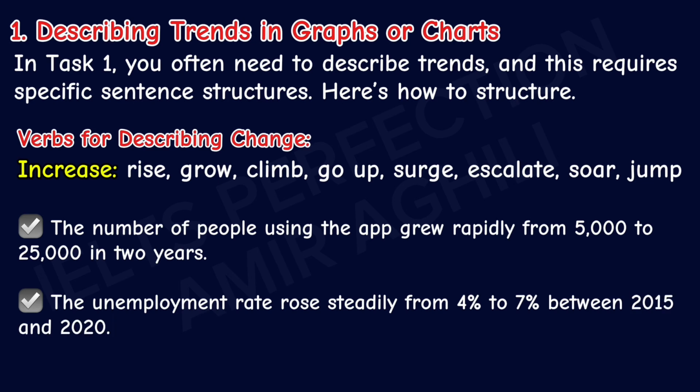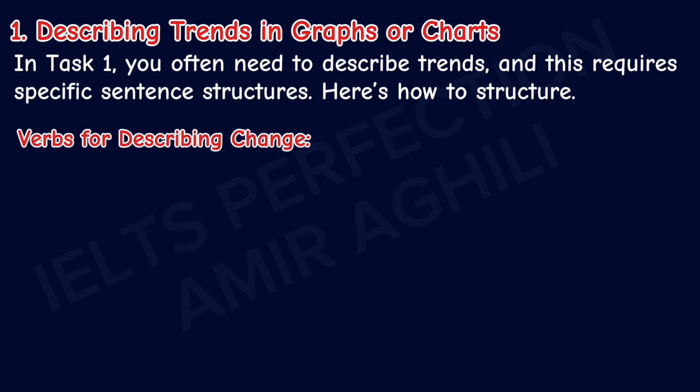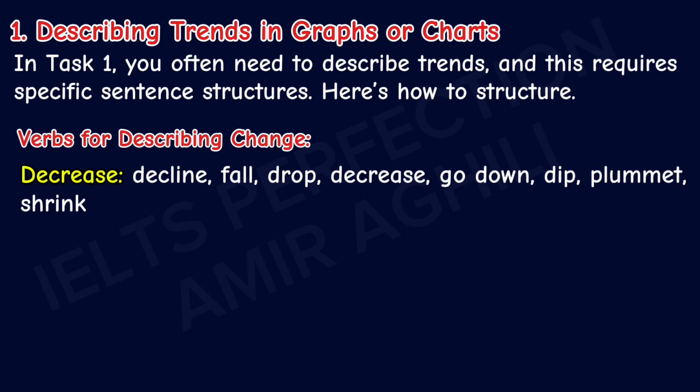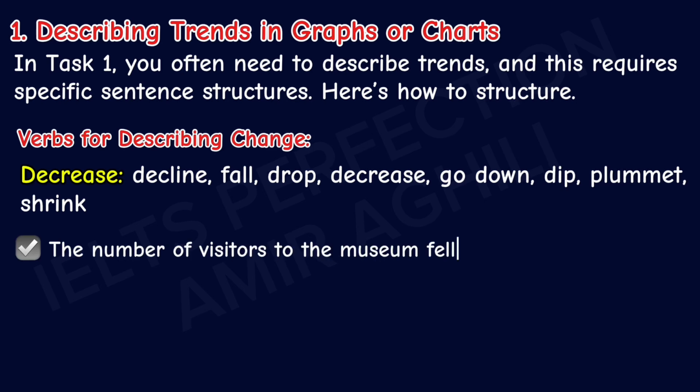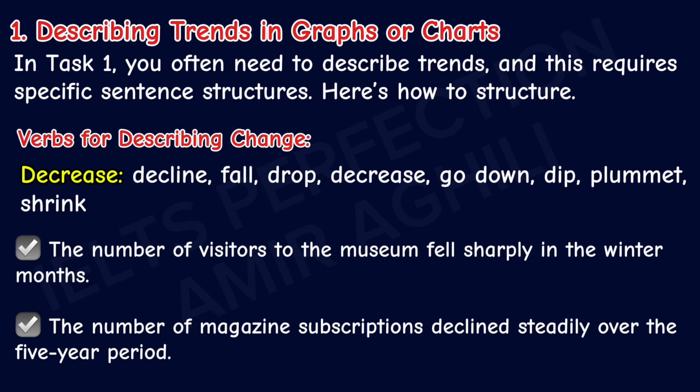The number of people using the app grew rapidly from 5,000 to 25,000 in 2 years. The unemployment rate rose steadily from 4% to 7% between 2015 and 2020. Or if you want to explain a decrease, you can use the verbs like decline, fall, drop, decrease, go down, dip, plummet, and shrink. The number of visitors to the museum fell sharply in the winter months.